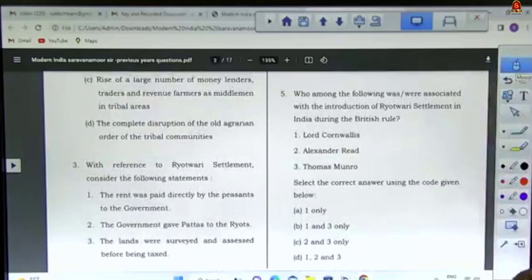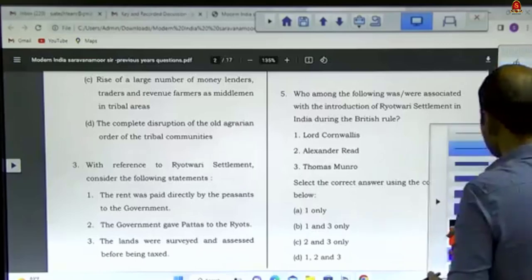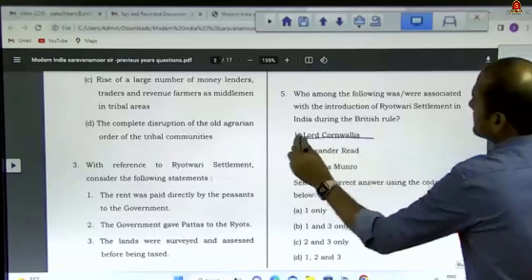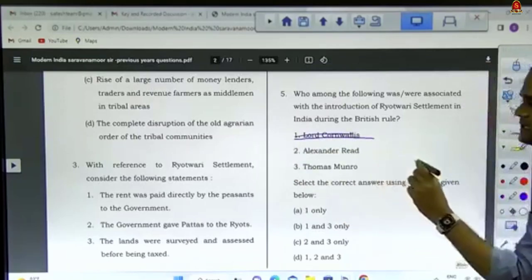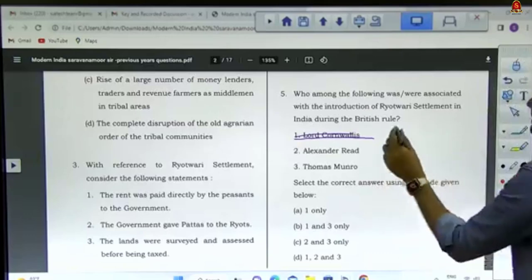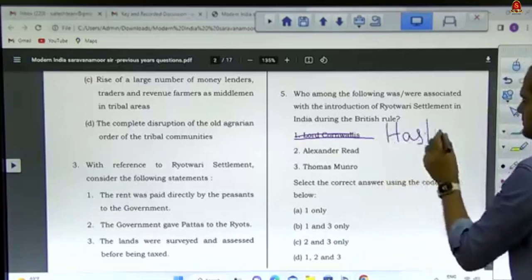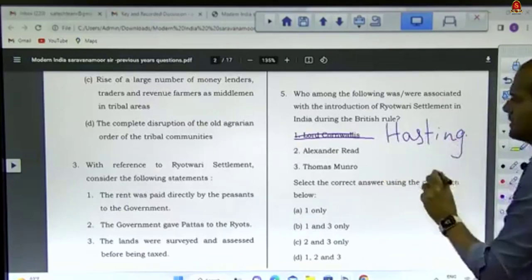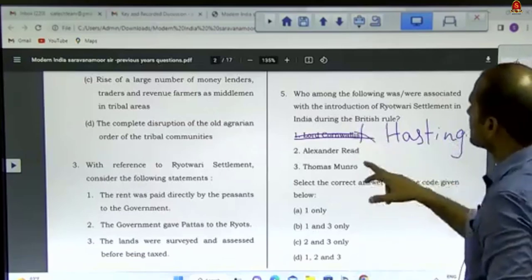Fifth, which of the following was or were associated with the introduction of the Ryotwari system? It's the easiest question in this. Elimination is Cornwallis, because Cornwallis was associated with the Permanent Settlement. Instead, it should have been Lord Hastings. That's why this statement is wrong.